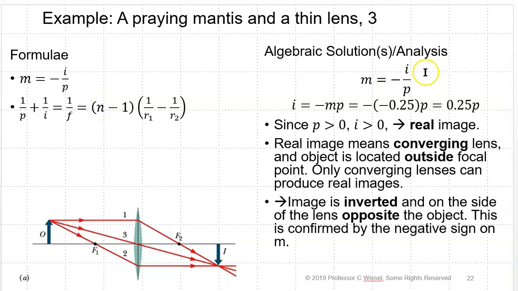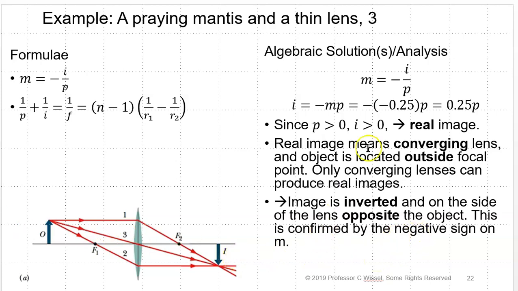The algebraic solution of m equals minus i over p: i will be minus m p, and watch your sign. Be very careful with this. It ends up being 0.25 p. Since p is greater than 0, i is greater than 0. If it's greater than 0, it's a real image. Now, this means that there's a converging lens here, and the object is located outside the focal point. Because it is real, and it's only one lens, the image is going to be inverted, and it'll be on the side of the lens opposite the object.